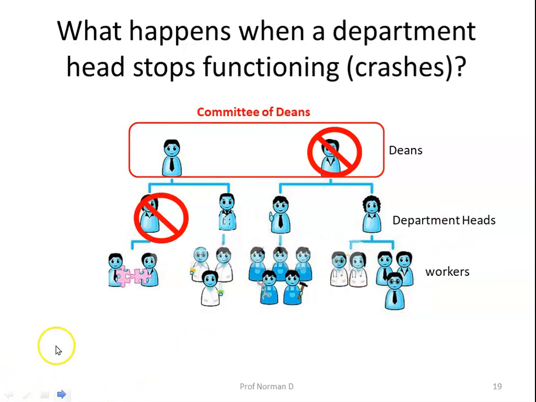Now what will happen when a department head stops functioning or crashes? Let's assume that there's a crash in the department head, or this particular machine is not working, or one of the deans from the committee of deans is not working. In this case, a worker machine might be promoted to this position, and in the same way a department head will be promoted to the dean position.